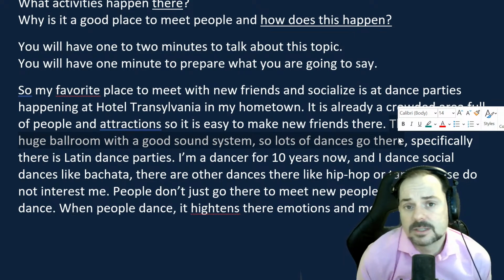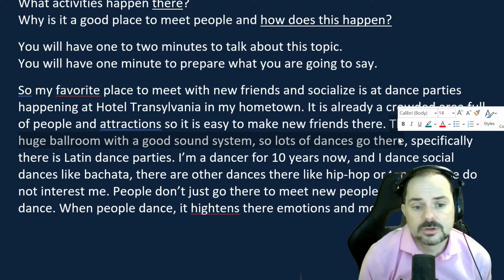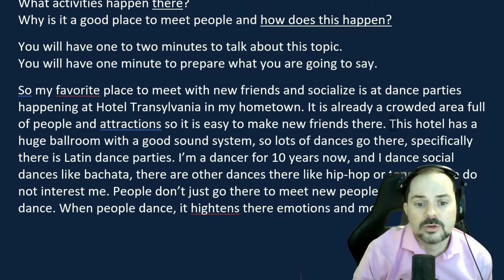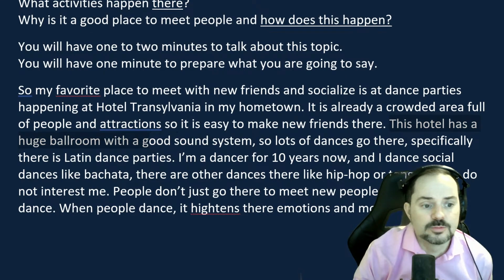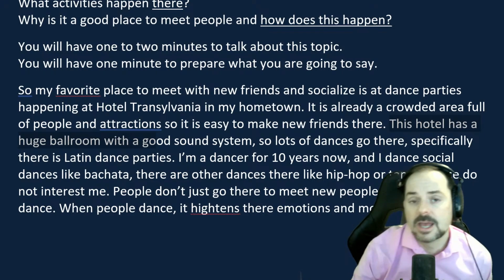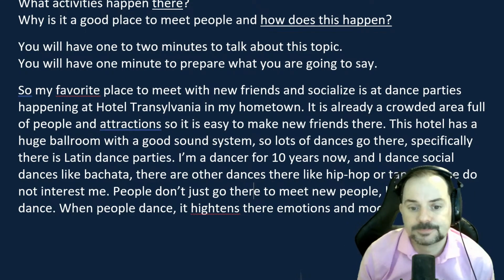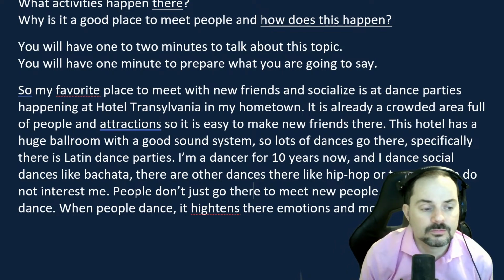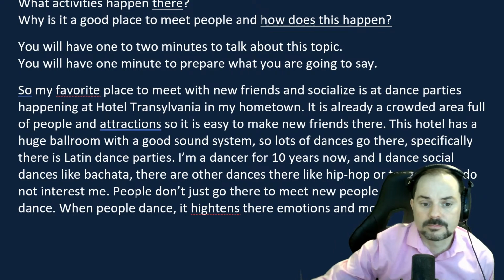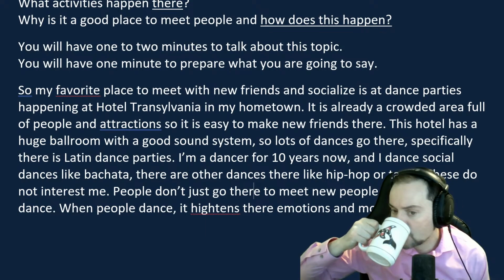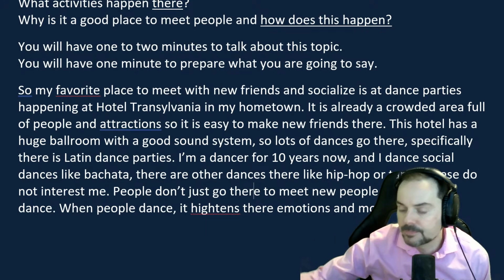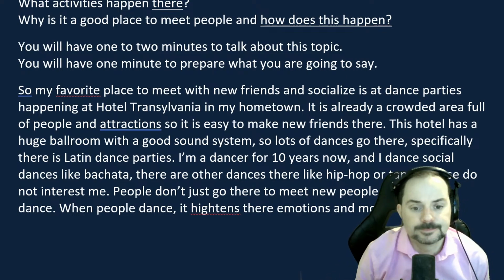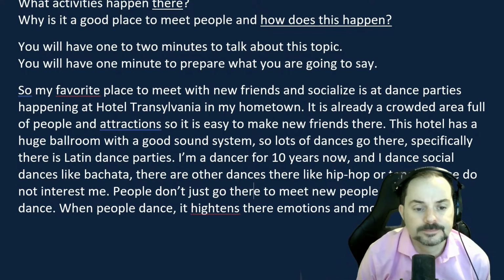Can you try to give me a sentence for this now? So just go from, you can repeat this part. This hotel has a huge ballroom with a good sound system and lots of dances go on there. So repeat that part and then give me more details using numbers and times. Okay. So this hotel has a huge ballroom with a good sound system. So like hundreds or 150 people go there. And I also, at least one times a week, I definitely go there.